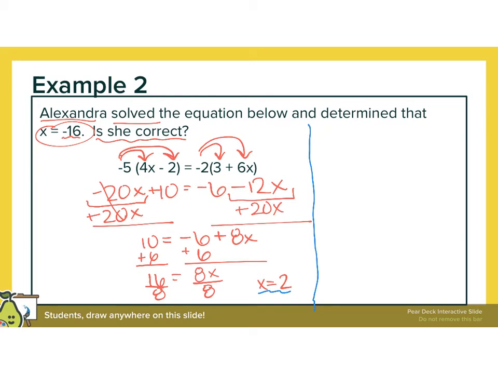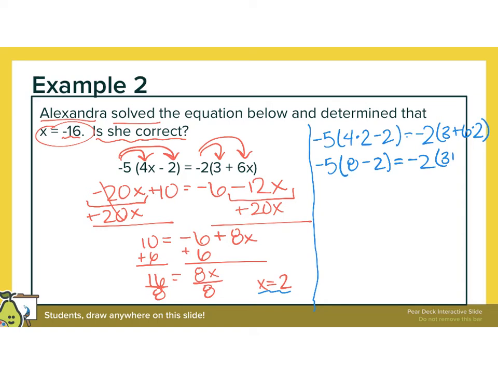So I'm just going to rewrite this equation. But instead of x, I'm going to put times 2 equals, bring this over, parentheses, instead of 6x, 6 times 2. Okay, just follow the order of operations. Bring down this negative 5. Bring down your parentheses. You multiply first, so you do 8, and then you bring down the minus 2. Bring down the negative 2. Bring down the parentheses. Bring down the 3 plus 6 times 2 is 12. This is why you've got to know the order of operations. Still, just bring it down.